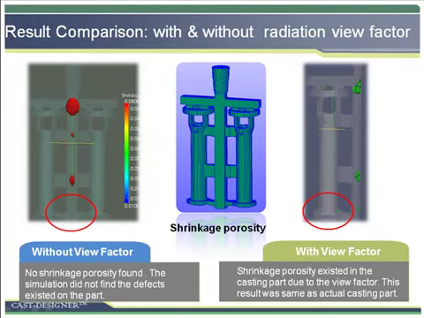This is the result of shrinkage porosity. Same as the above discussion, there are no defects in solidification, but it is not true in the real part. There was some porosity in the red circle region. The right one has taken the view factor into account. We can find the shrinkage porosity in the casting part due to the effect of the view factor. This result was the same as the actual casting part. So, this is clear: for investment casting, the view factor is so important, and must be considered and well modeled in the simulation.